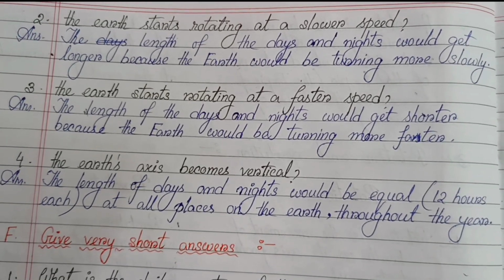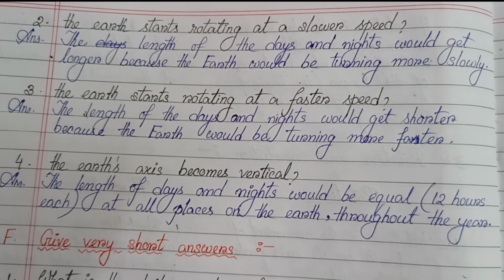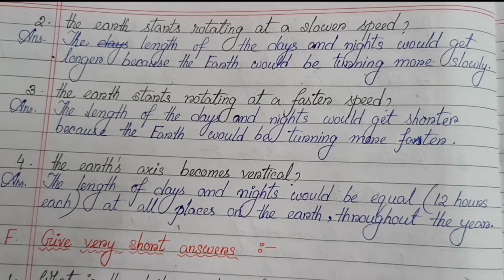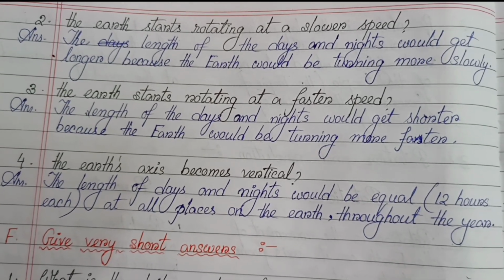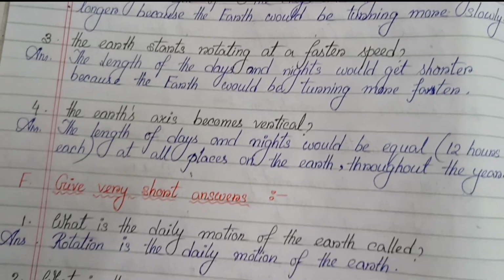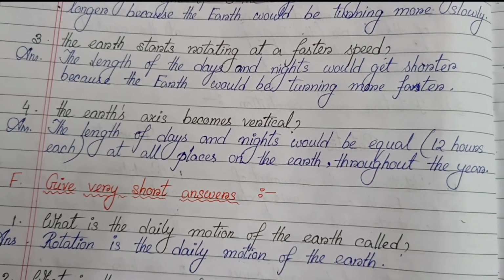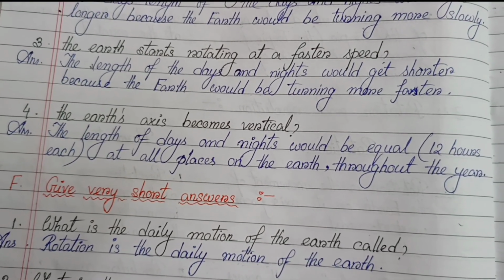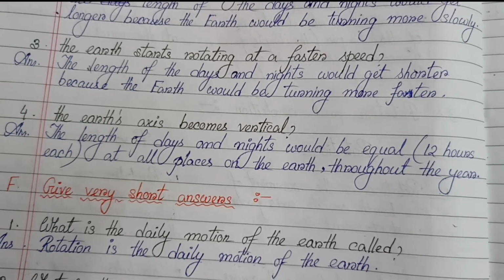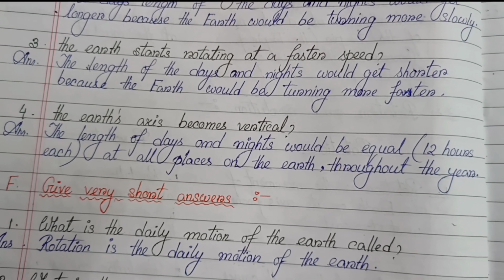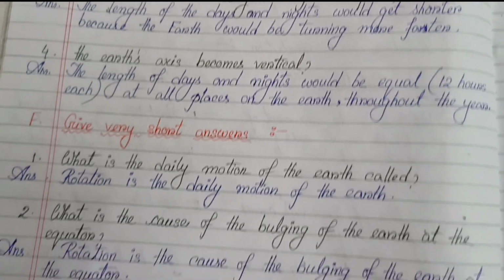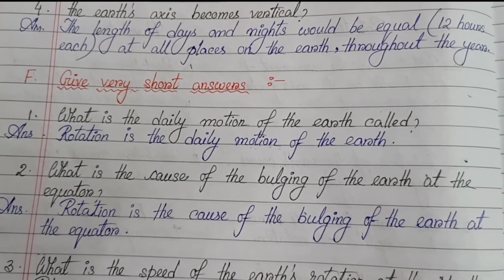Number 3, the earth starts rotating at a faster speed. The length of the days and nights would get shorter because the earth would be turning faster. Number 4, the earth's axis becomes vertical. The length of the days and nights would be equal, 12 hours each, at all places on the earth throughout the year. Number F, give very short answers.